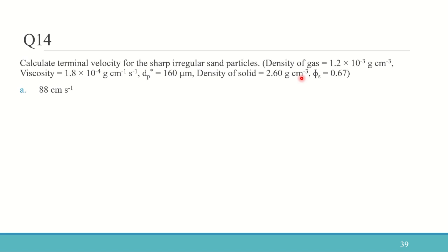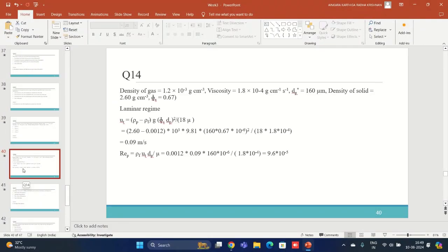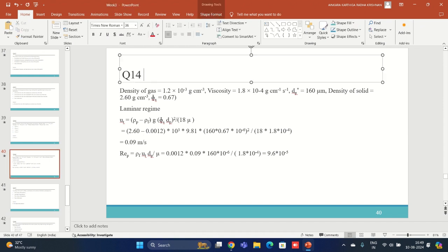dP star is 160 micrometer, density of solid is 2.6 gram per centimeter cube, and phi s is 0.67. Option A is 88 centimeter per second, option B 66 centimeter per second, option C 77 centimeter per second, option D 55 centimeter per second. 88 is the answer actually. So we'll see how to solve that now. I've already solved it, so we'll just do it in our way.